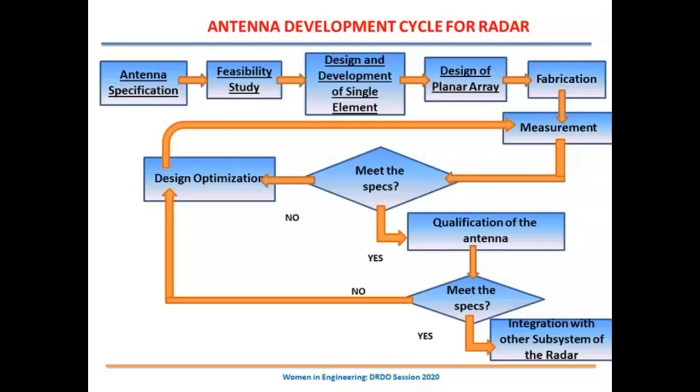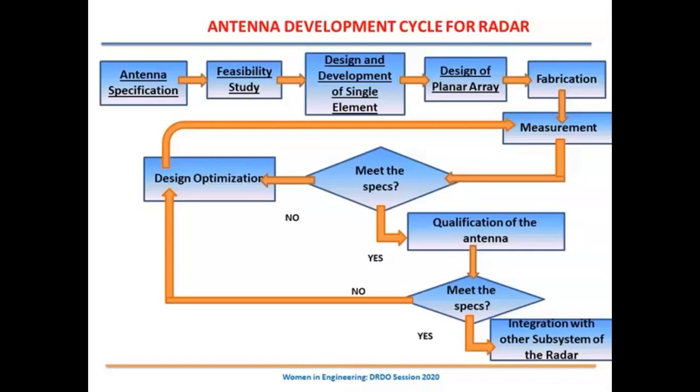After that, the preliminary design review is done, and then the architecture which is apt for the system is followed. For an array, we start with the single element design, because as I told you, an array is an arrangement of elements in a number of rows and a number of columns. We fabricate and test the single element, then we start the design of the planar array, fabricate it, and do the measurement. Then we go through this flow chart of whether it meets the specs.